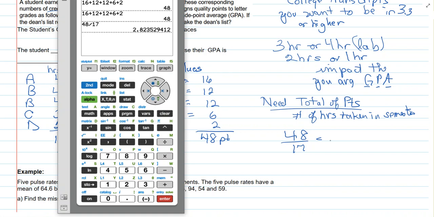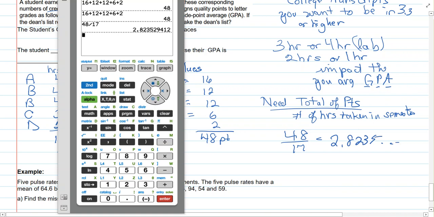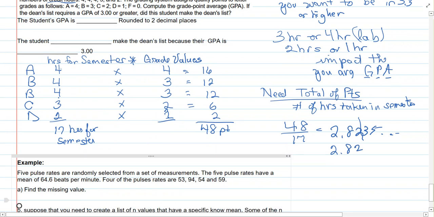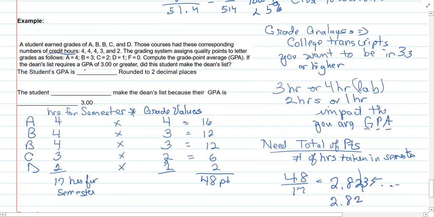And I get an outrageous number, 2.8235 and onward. And we do GPAs on 2 decimal places, so it's 2 and 82 hundredths. All right, so let's see what we can say about this. The student's GPA is 2 and 82 hundredths, rounded to 2 decimal places.